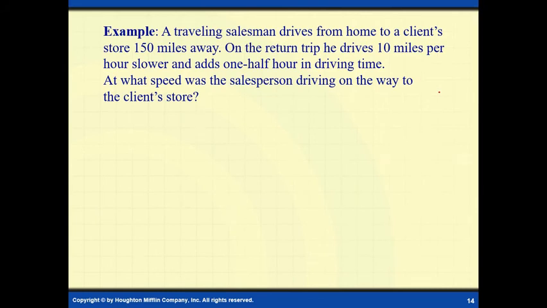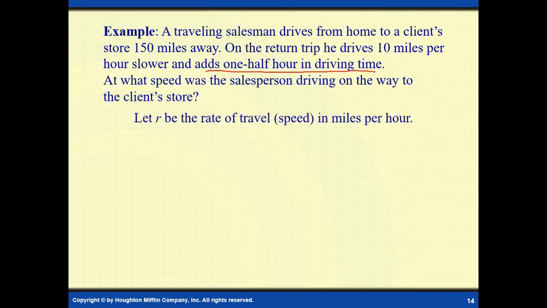All right, here is a different type of an example. A salesman drives from home to a client's store 150 miles away. On the return trip, he drives 10 miles per hour slower and adds 1/2 hour in driving time. So what was the speed the salesperson was driving on the way to the client's store?